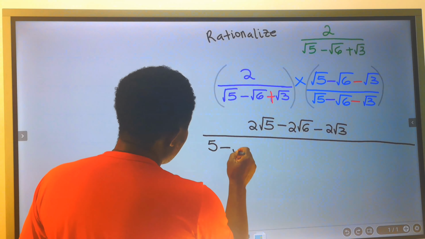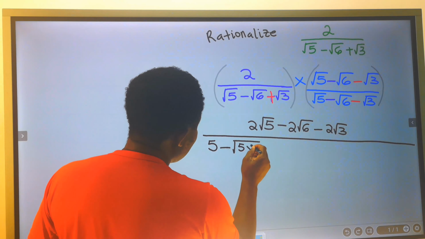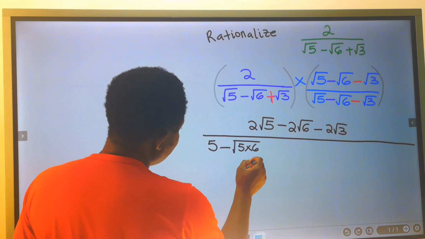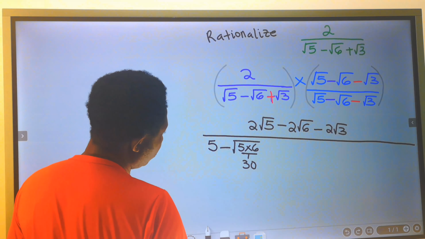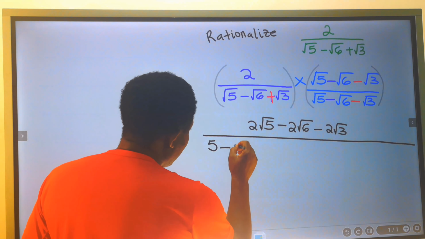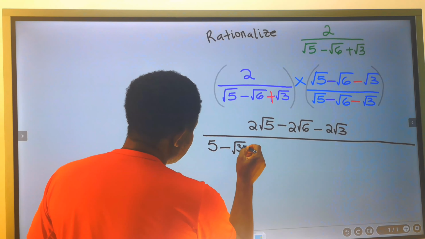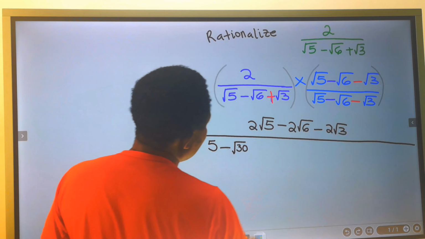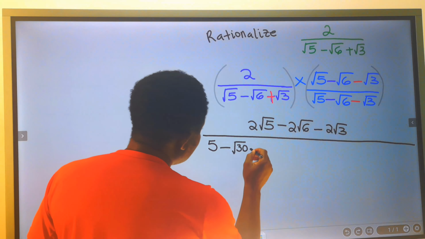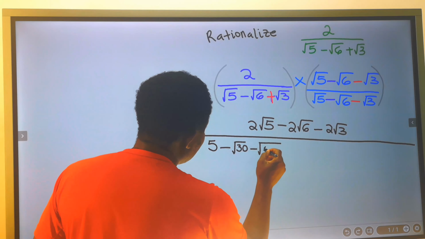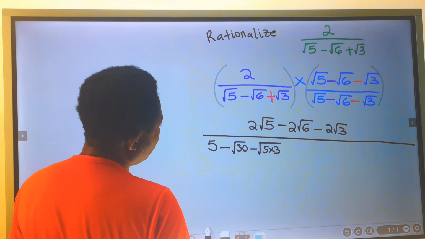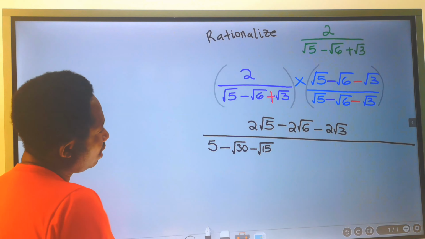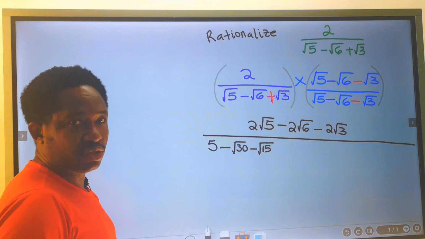We're going to have minus the square root of 5 times 6. And 5 times 6 will give us 30 inside the square root. And here we're going to have root 30. Next, the square root of 5 will multiply minus the square root of 3. We're going to have minus the square root of 5 times 3. And here we're going to have minus the square root of 15. And the square root of 5 is done.